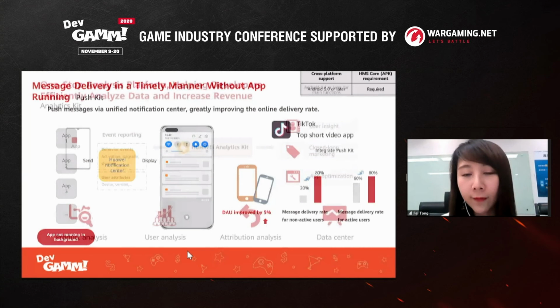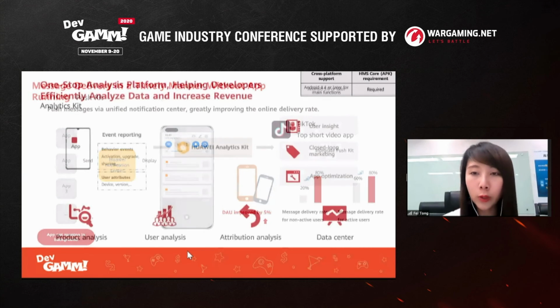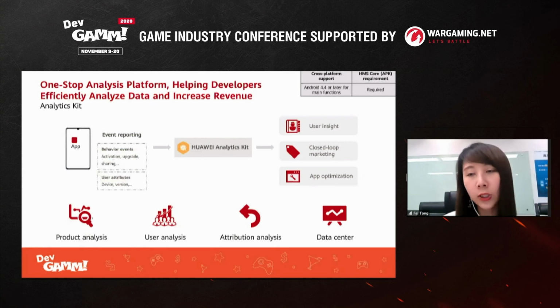We have a one-stop analysis platform which could help developers efficiently analyze your users, your products, and revenue based on flexible event reports and data. It could also work with PushKit, the one I just introduced, to push group messages to predefined user groups, such as the VIP user group.